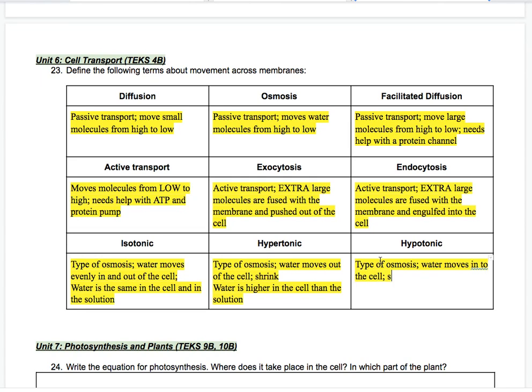Causing the cell to swell. And this happens because the water concentration is lower in the cell than in the solution. Again, water wants to move from high to low. So if the solution's higher, it's going to move into the cell that is lower. Sometimes this is going to cause the cell to burst open if too much water is going into it.